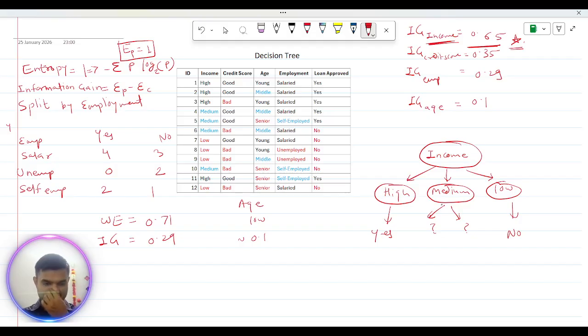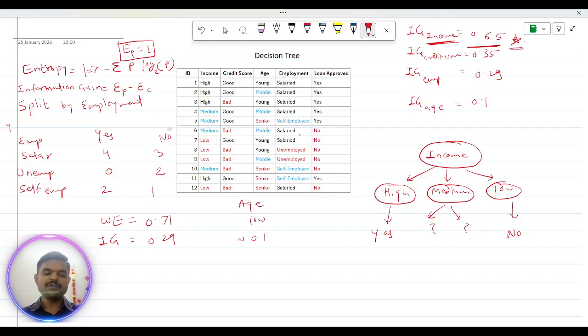So now the next stage is the second level split, income medium. Rows where the income column has the medium salary range. Okay, medium income range. Now in the medium range, you can see the credit score is good as well as bad. The age section is middle and senior. Employment is self-employed and salaried is also there. And based on this, we decide loan approved yes or no.